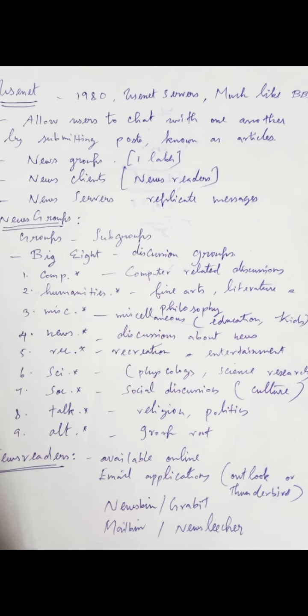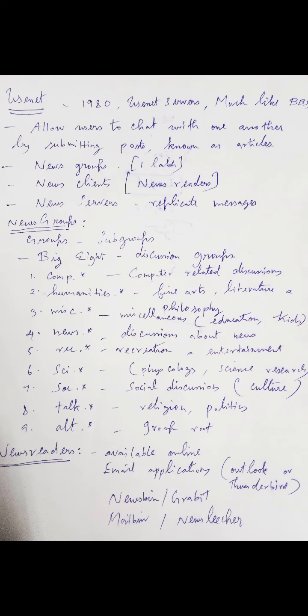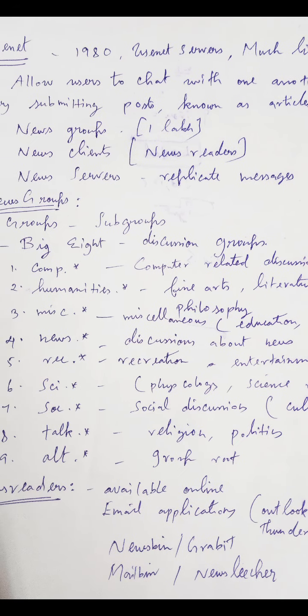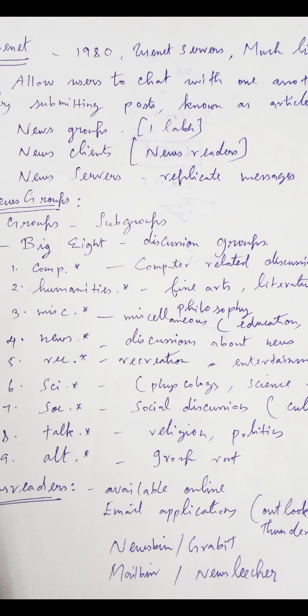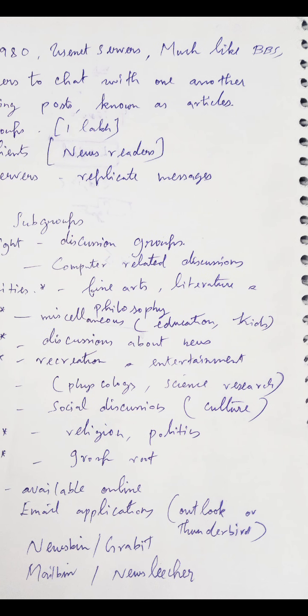Usenet stands for Users Network. In 1980, when people had to communicate with one another in the form of chatting, they used Usenet, which stands for Users Network. In the 1980s, you had n number of Usenet servers which acted like a BBS, which stands for Bulletin Board System.